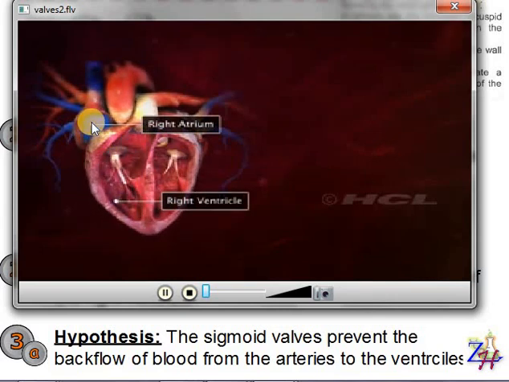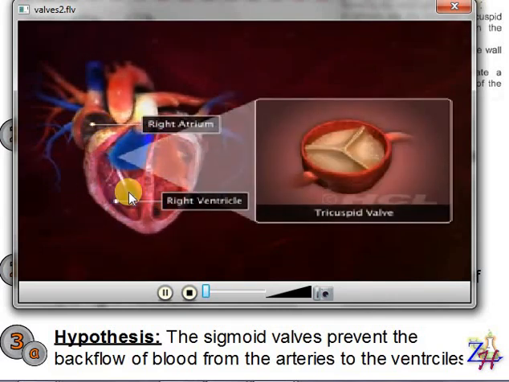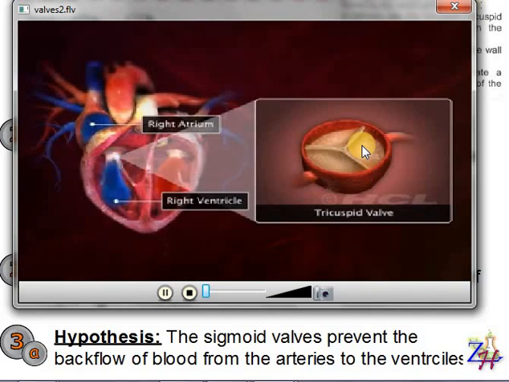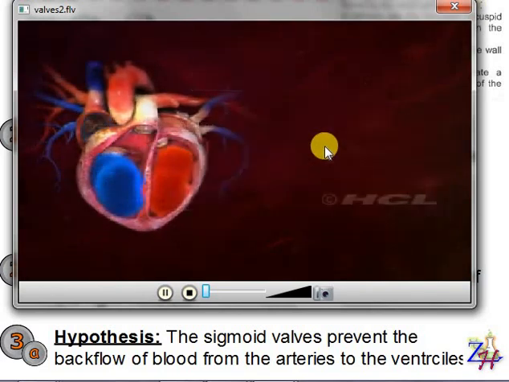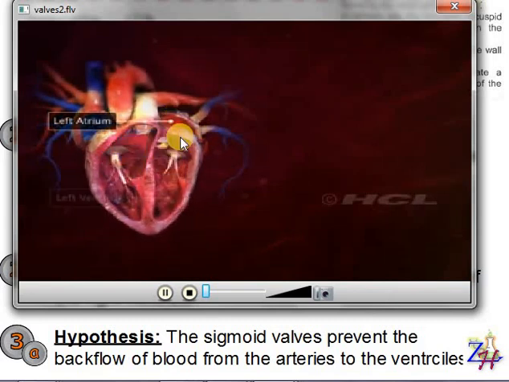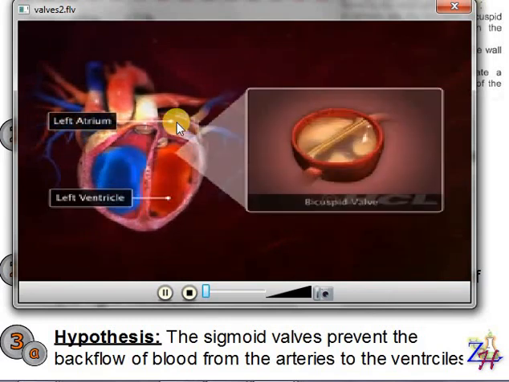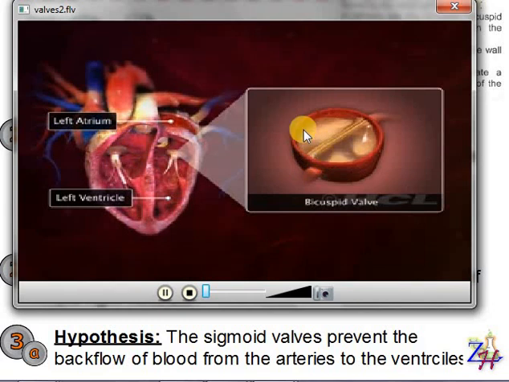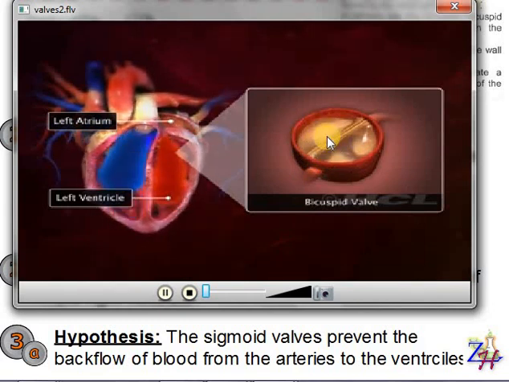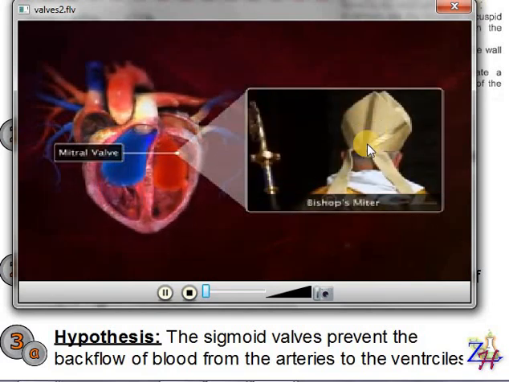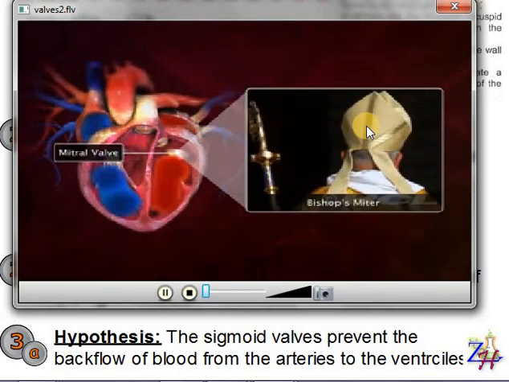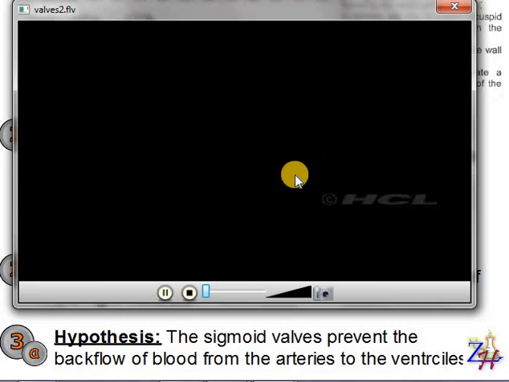Okay, now the right auricle is pushing the blood into the right ventricle. We see here the tricuspid valve. It is called tri because it has 3 leaflets or cusps. And the left auricle is pushing the blood into the left ventricle. Also, it's called the bicuspid valve. It is made of 2 leaflets or cusps. It also resembles the hat of the bishop, so it's called mitral valve.